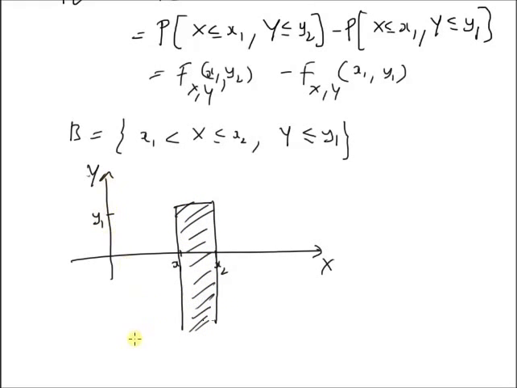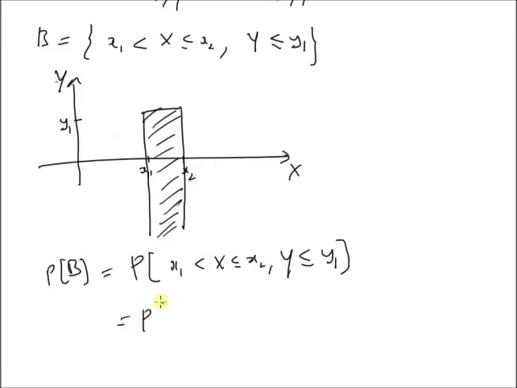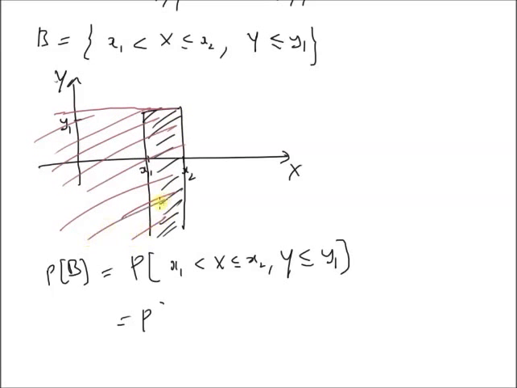The value of y changes from minus infinity to y1, and the value of x changes between x1 and x2. So this region represents the event B. Now the probability of event B is equal to the probability of this event, that is x1 less than X less than or equal to x2, comma Y less than or equal to y1, which is basically the difference between the region defined by red minus the region in blue.